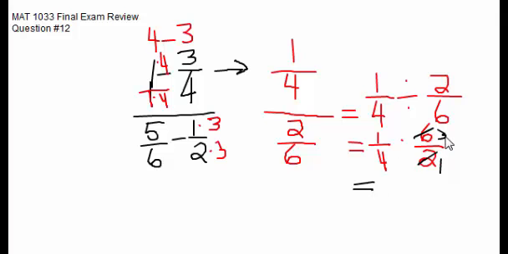Okay, so then what do I end up with on the top? I end up with 3, and in the denominator 4 times 1, which is 4. So that's the simplest form of the original fraction that I started with.